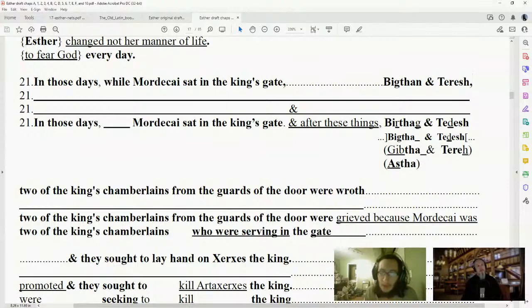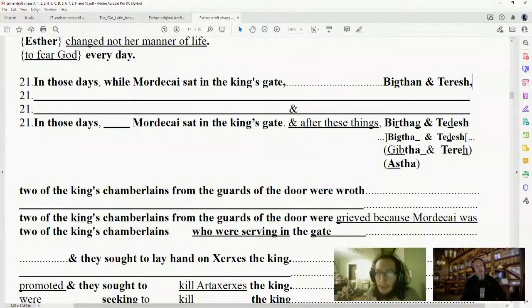Now, obviously, when the scribes wrote, they weren't typing, so it wasn't as easy to flip the letters around. But they often flip the letters around just by confusing it in their brain. Like, people have dyslexia. Well, the ancients had their own form of dyslexia too, where they made those types of mistakes. So the correct reading for the names is the Masoretic text, Bigthan and Teresh.